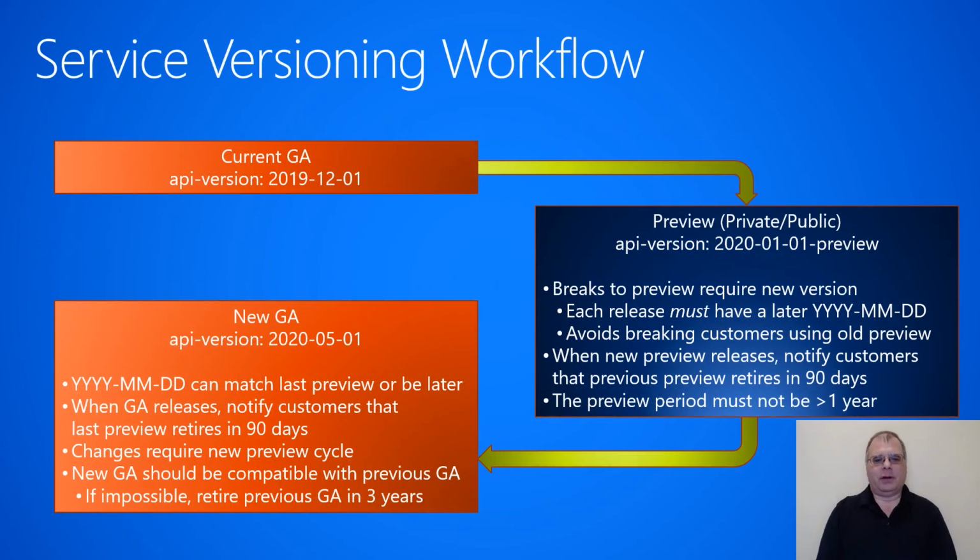And now I'd like to talk about the service versioning workflow. So let's say that you have a service and it's currently in GA, general availability, and the API version of that service is 2019-12.01. Now you're working on a new version of that service, and you want to put that into preview.